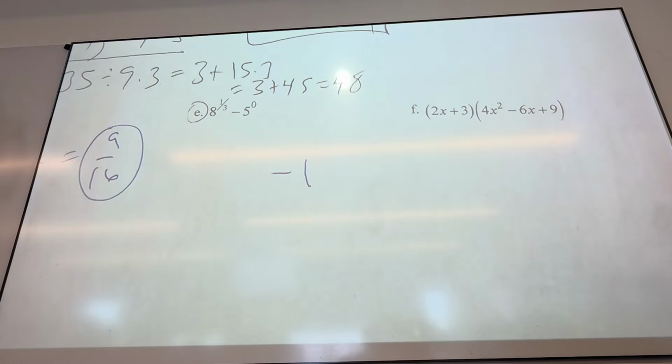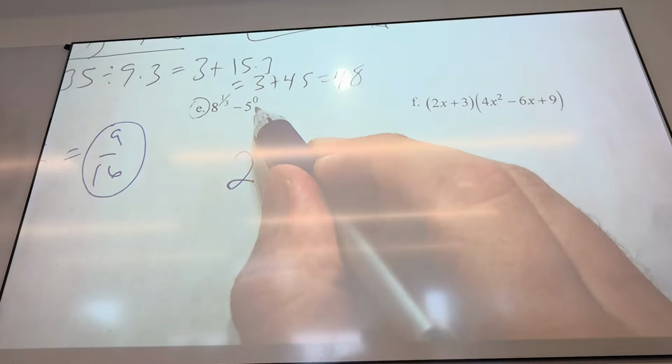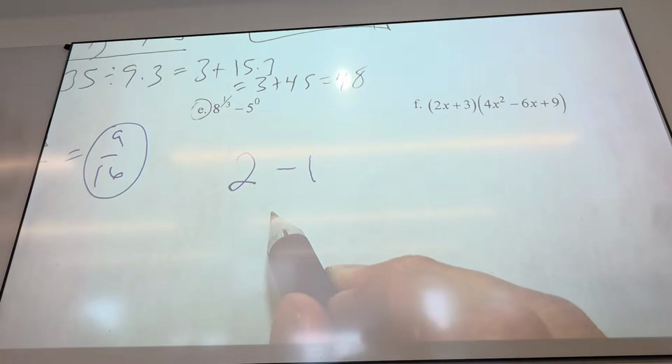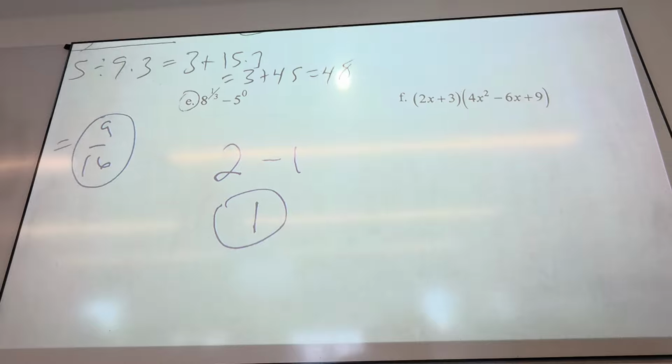So like we said, 8 to the 1/3 power is 2. 5 to the 0 power is 1. Sorry, I'll calm down.